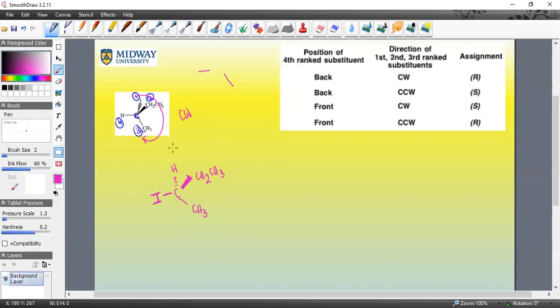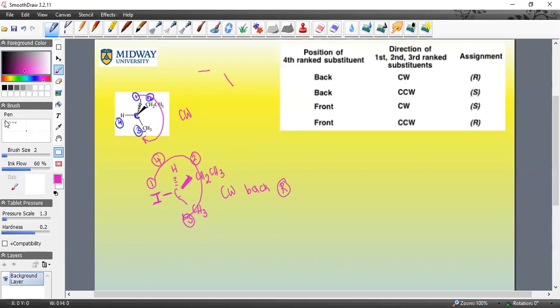Now let's assign priorities. So that means this will be 1, 2, 3, and 4. So what does that mean? That means that we have a clockwise rotation, right? And the hydrogen is in the back position. So clockwise back is R.